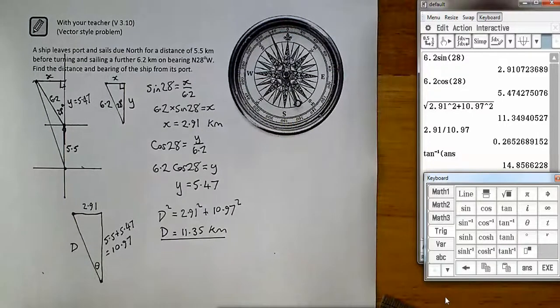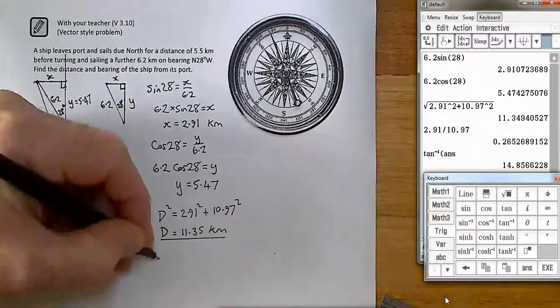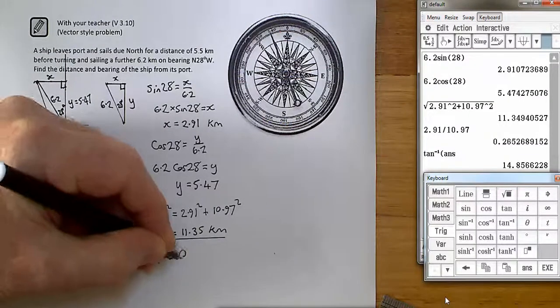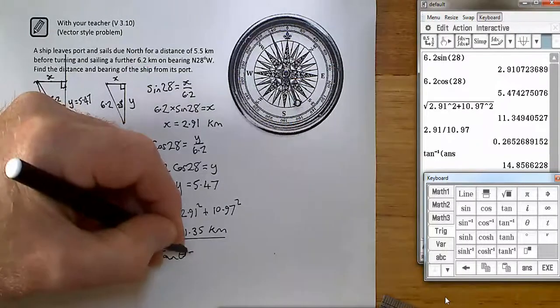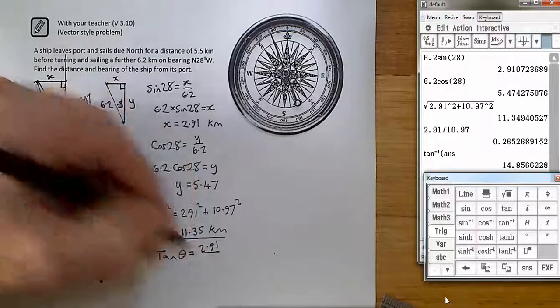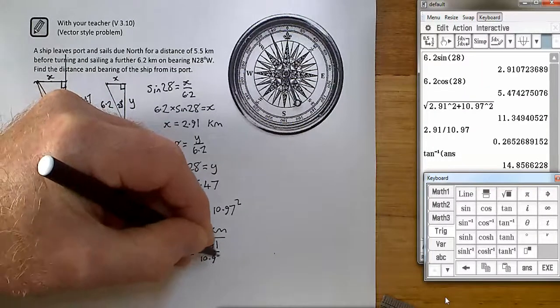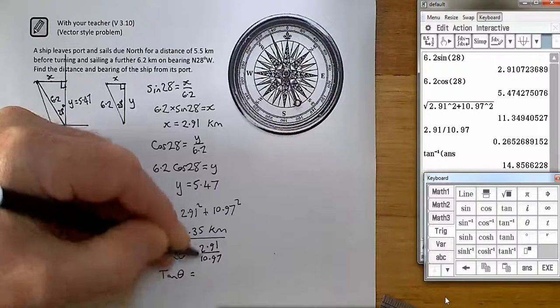We can find an unknown angle in a triangle. We say which sides are involved, opposite and adjacent. It means it's a tan question. The tan of this angle equals opposite over adjacent equals 2.91 over 10.97. Work that out as a number.